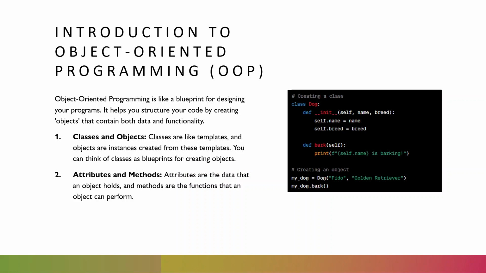Object-oriented programming is like a blueprint for designing your programs. It helps you structure your code by creating objects that contain both data and functionality. 1. Classes and objects. Classes are like templates, and objects are instances created from these templates. You can think of classes as blueprints for creating objects. 2. Attributes and methods. Attributes are the data that an object holds, and methods are the functions that an object can perform.